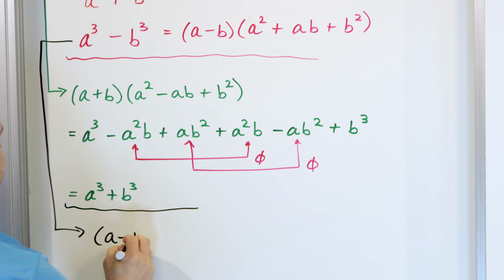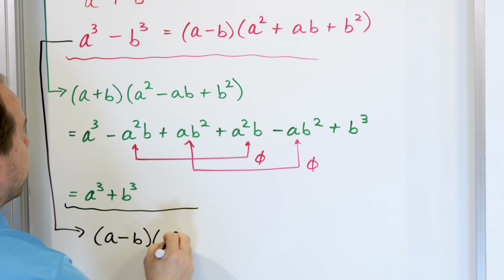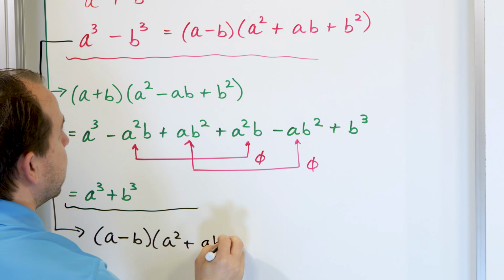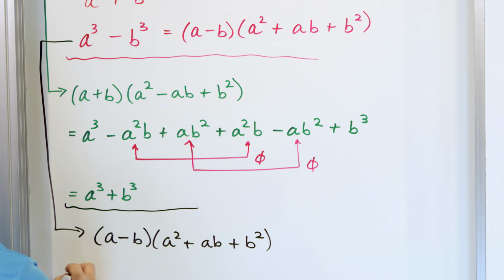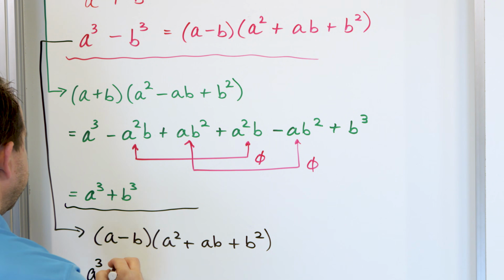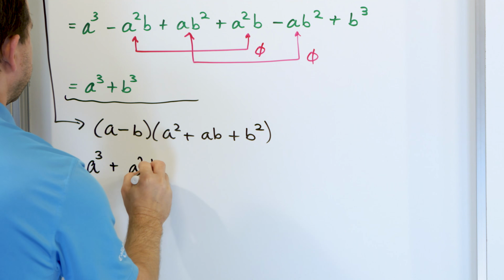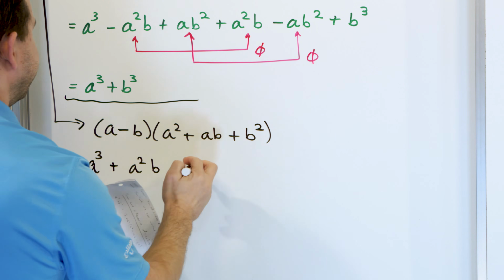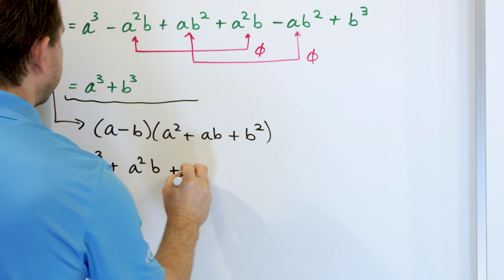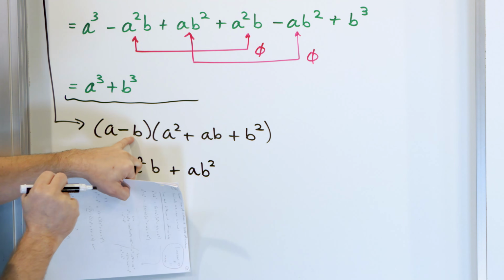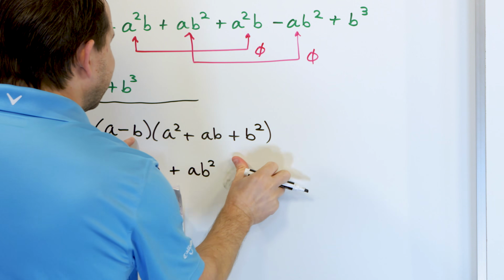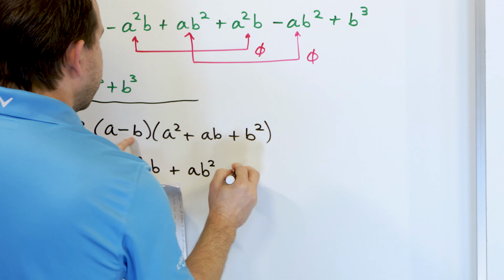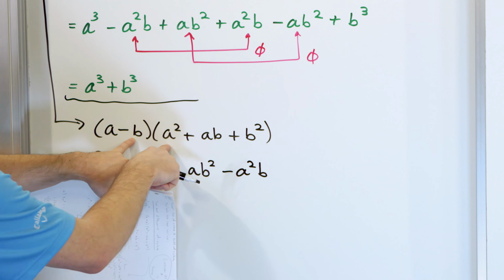So we have A minus B times A squared plus AB plus B squared. Now it's the same sort of thing. Let's multiply it out. What we have is A times A squared is A cubed again. A times AB is going to give us A squared B. A times B squared is going to be AB squared. Now this is a negative B here. When you multiply by the A squared, you don't get a plus sign, you actually get a negative A squared B because you're multiplying a negative times a positive.